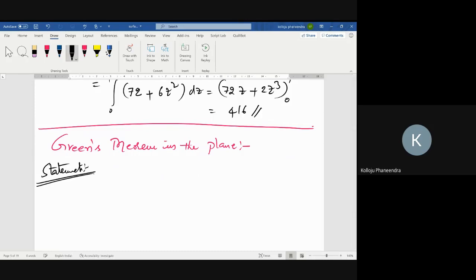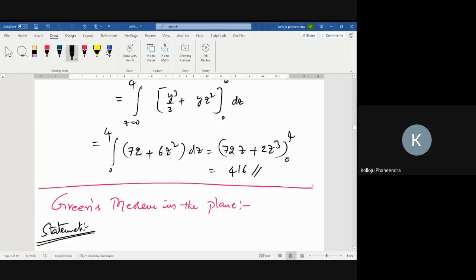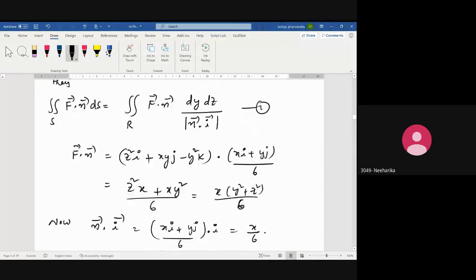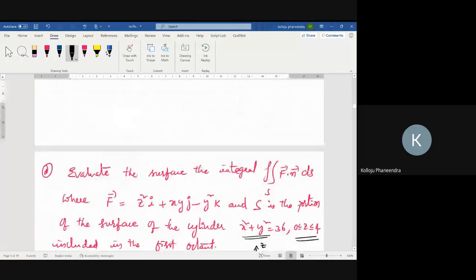Niharika, are you there? Yes, sir. Have you understood these 2 problems? Yes, sir. Okay, practice this.